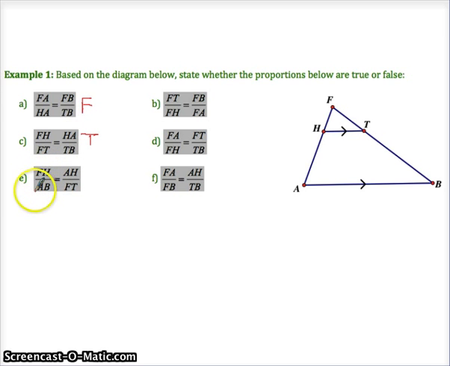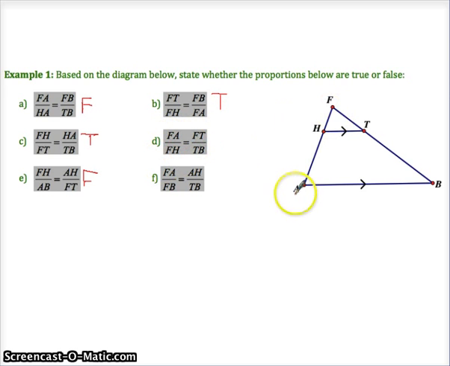FH is to AB. Ooh, that looks really crazy. How are we going to compare FH to AB? This is a little side of the little triangle. This is a big side of the big triangle. I don't think these should go together at all. AH, oh my gosh, that's completely ridiculous. I'm not even going to keep reading that. FT over FH, okay, equals FB over FA. Sure, this is good old similar triangle stuff.